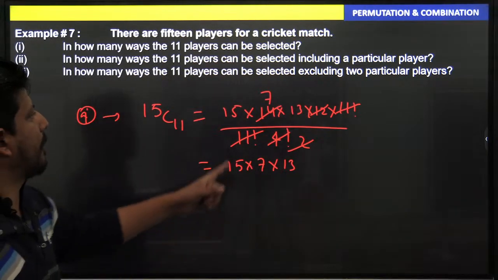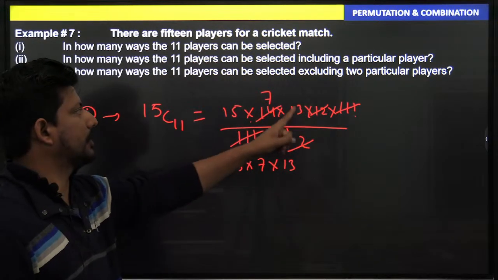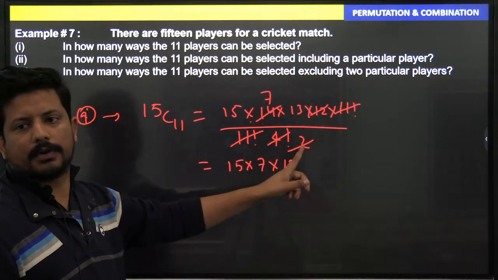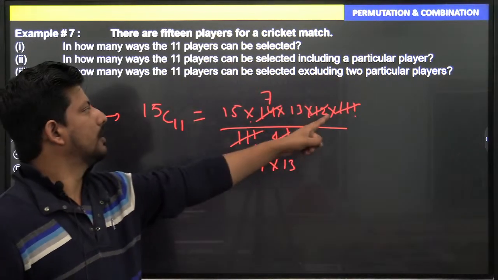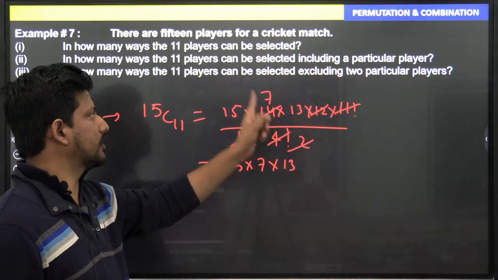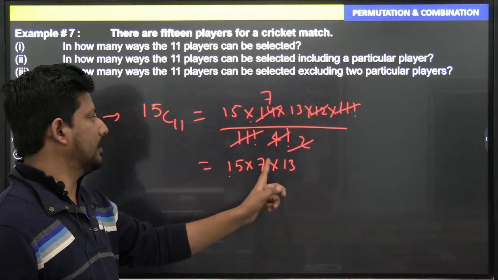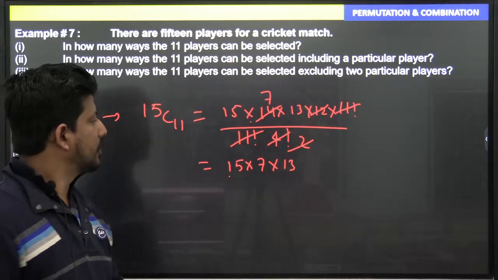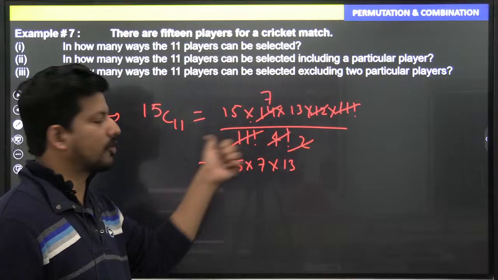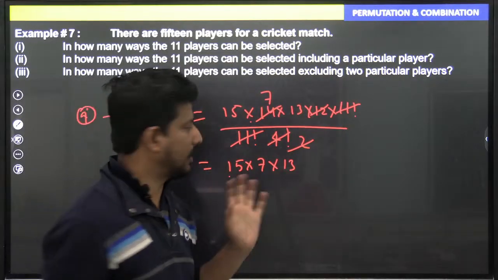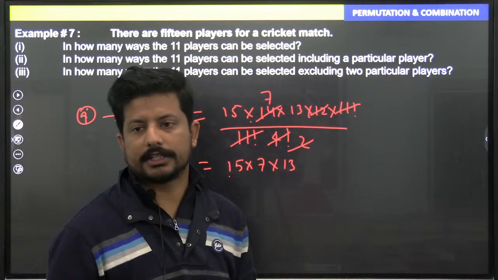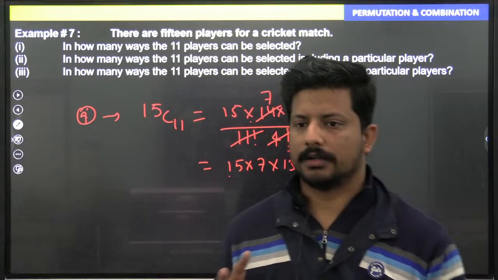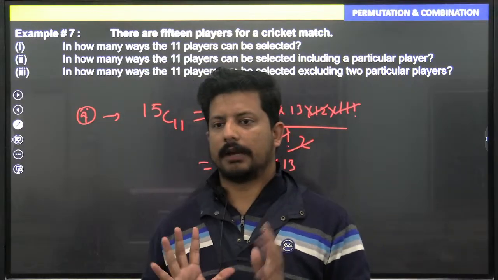15C11 means 15 into 14 into 13 into 12 into 11 factorial over 11 factorial, and 15 minus 11, that is 4 factorial. 4 factorial is 24. So 12 times 2 is 24, and 2 sevens are 14. So 15 into 7 into 13. Yes or no? So you see that this much combination comes for selecting 11 players out of 15.